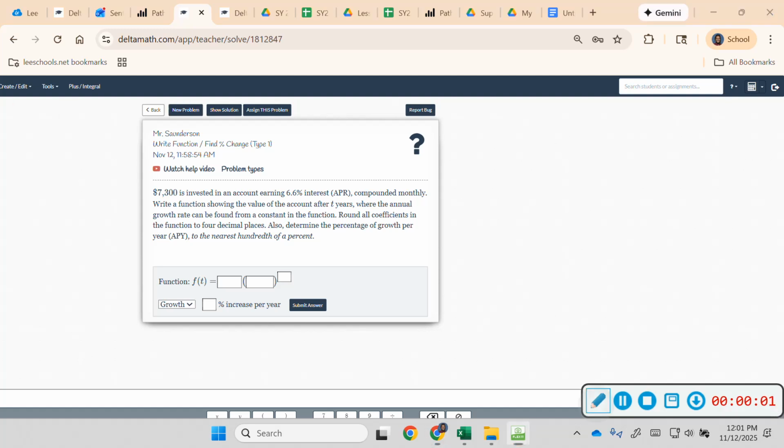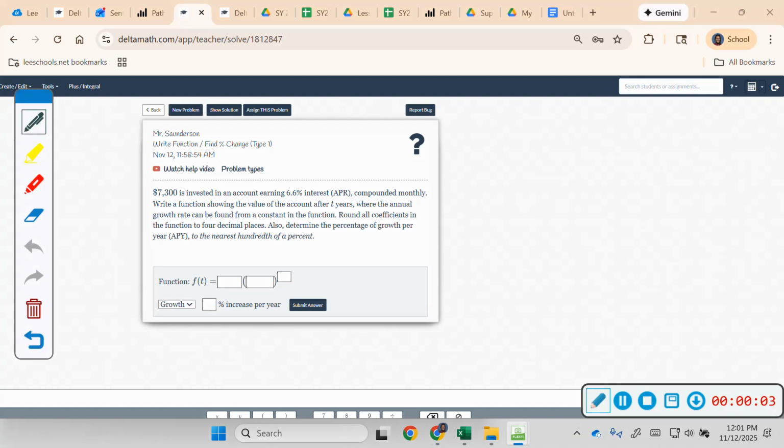Alrighty guys, here's some extra support for Unit 4 linear and absolute value functions. This is question number 1. Question number 1 wants us to write the function and find the change in percentage as related to the scenario. It says $7,300 is invested in an account earning 6.6% interest APR and compounded monthly. Write a function showing the value of the account after T years where the annual growth rate can be found from the constant in the function.